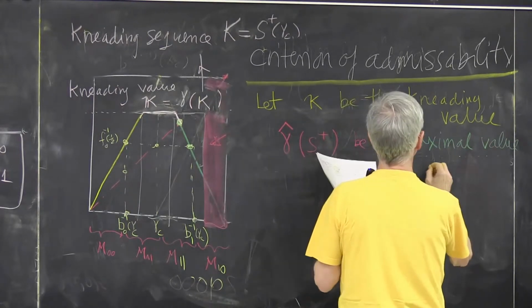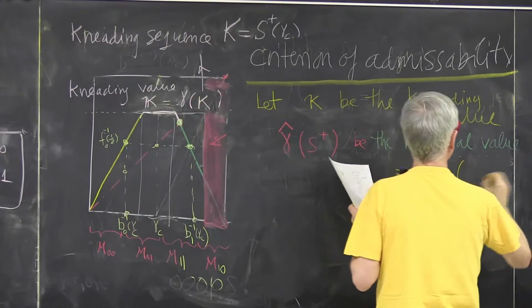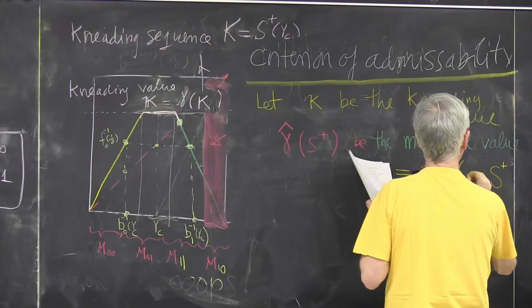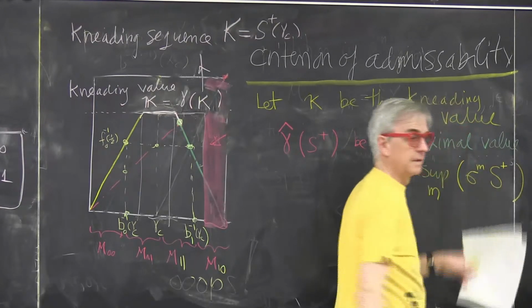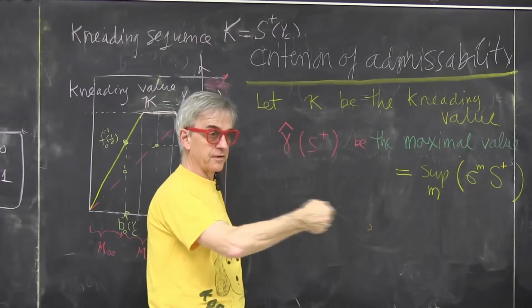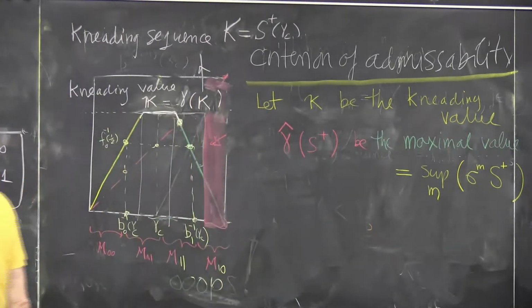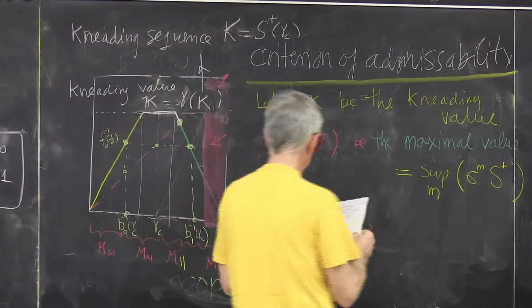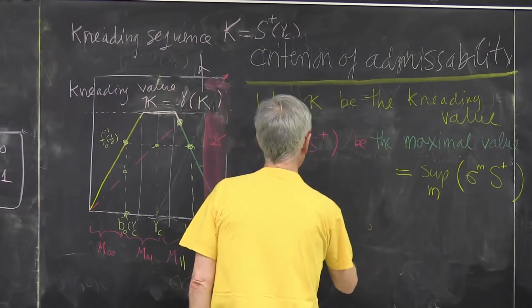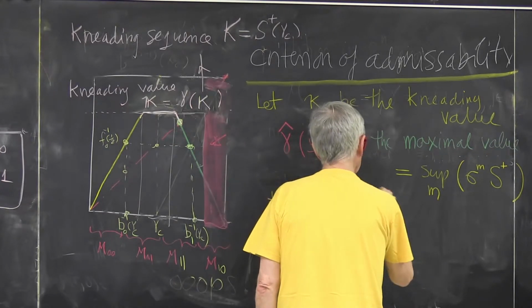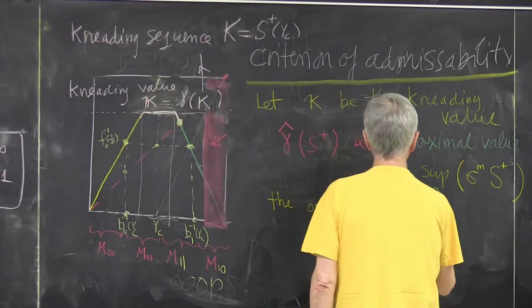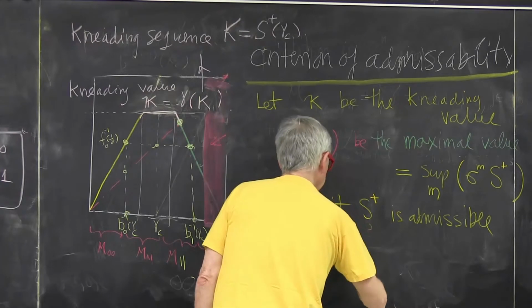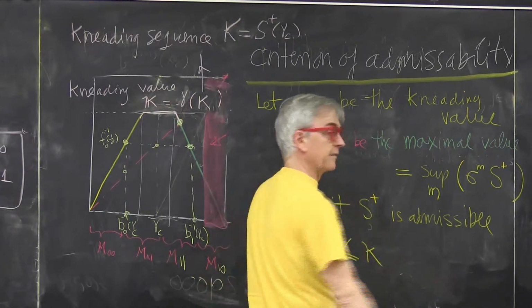So that means it's the supremum over, take your forward itinerary S plus, and then apply to it any number of shifts. Because in symbolic dynamics, time evolution is just a shift, meaning you go to the next digit, and then for every next digit you evaluate again using this rule where you are in physical space. Then an orbit with topological itinerary S plus is admissible if and only if the supremum is to the left of the kneading value.